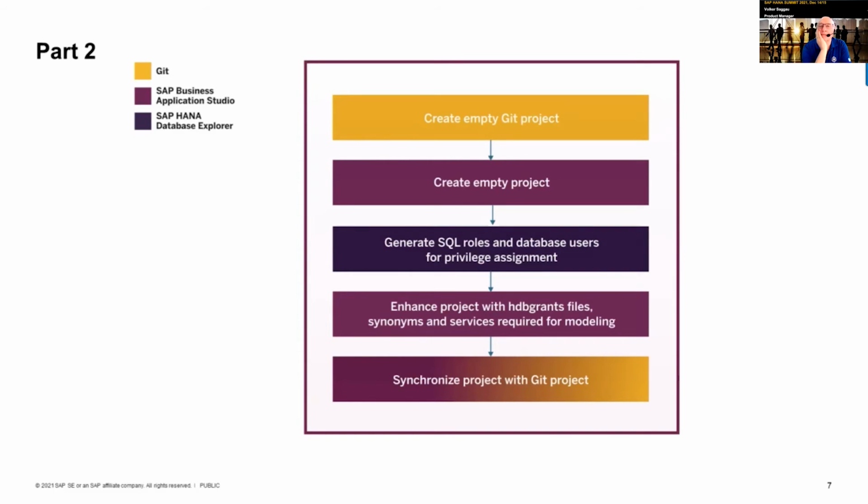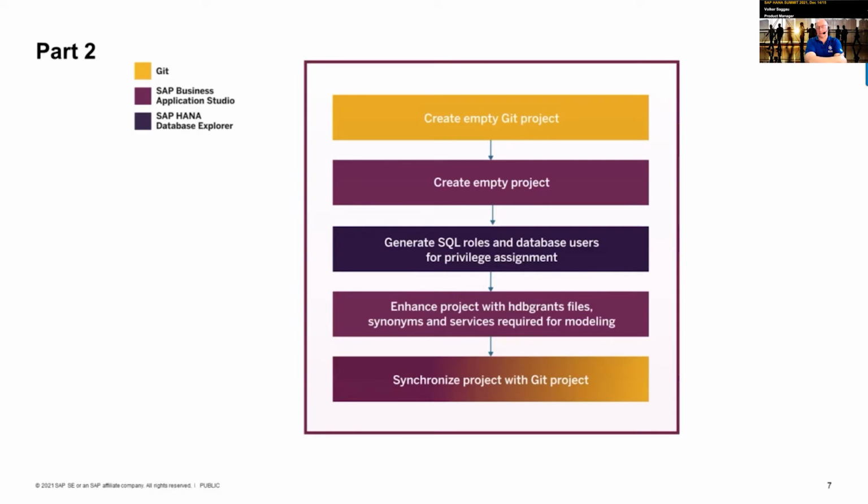Now, after creating the Git project, we will create an empty project in our Business Application Studio. This is where we will work in. Then we will move over to HANA Database Explorer, where we will create some roles and database users that we will need later for doing the assignment of the privileges. These roles and services and database users then can be reused by my colleagues. In this case, it will be Chris.